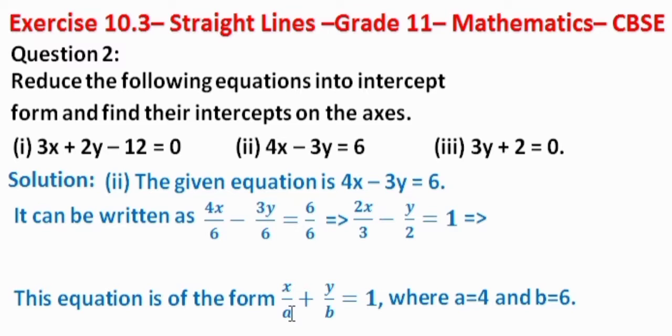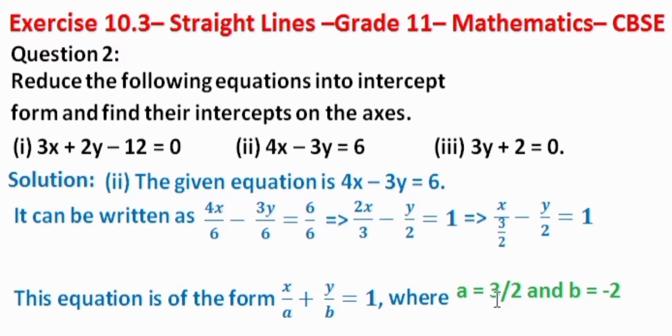Then we have to write it in x by a plus y by b form equal to 1, isn't it? So 2x by 3 can be written as x by 3 by 2. x by 3 by 2 minus y by 2 equal to 1. In place of a is 3 by 2, in place of b is minus 2. Hence, in this question, the x intercept is 3 by 2 and the y intercept is minus 2. Okay, hope you understand.